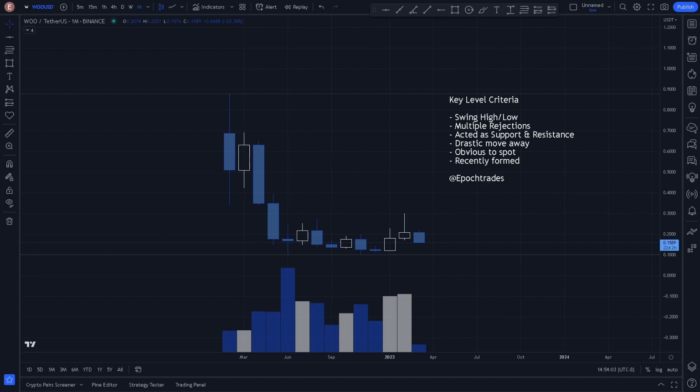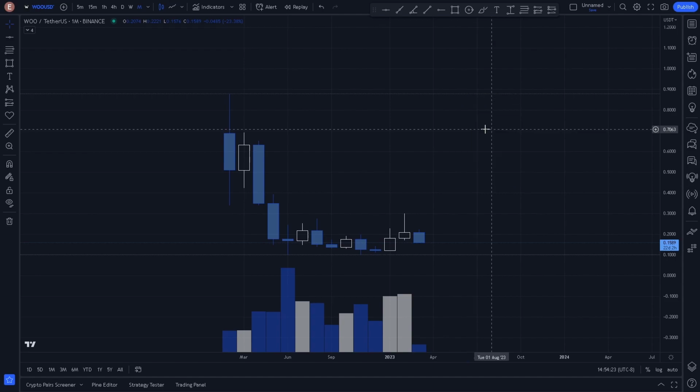Today we're going to be covering key levels on the monthly and weekly time frames for Wu. So, as always, our key level criteria: we look for swing highs and swing lows, multiple rejections, acted as support and resistance, drastic moves away, obvious to spot, and recently formed. So, let's go ahead and hop right in.